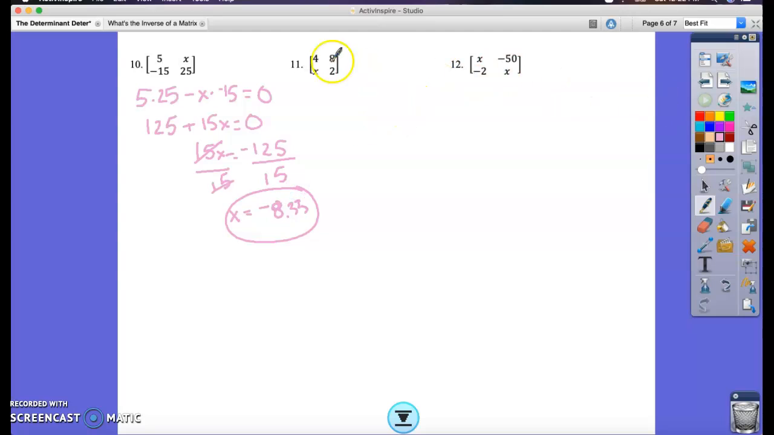Okay, let's go on here. 4 times 2 minus 8 times x. Again, I want to know when it doesn't exist, so 0. So this will be 8 minus 8x equals 0. Negative 8x equals negative 8. Divide by negative 8, divide by negative 8, 1.